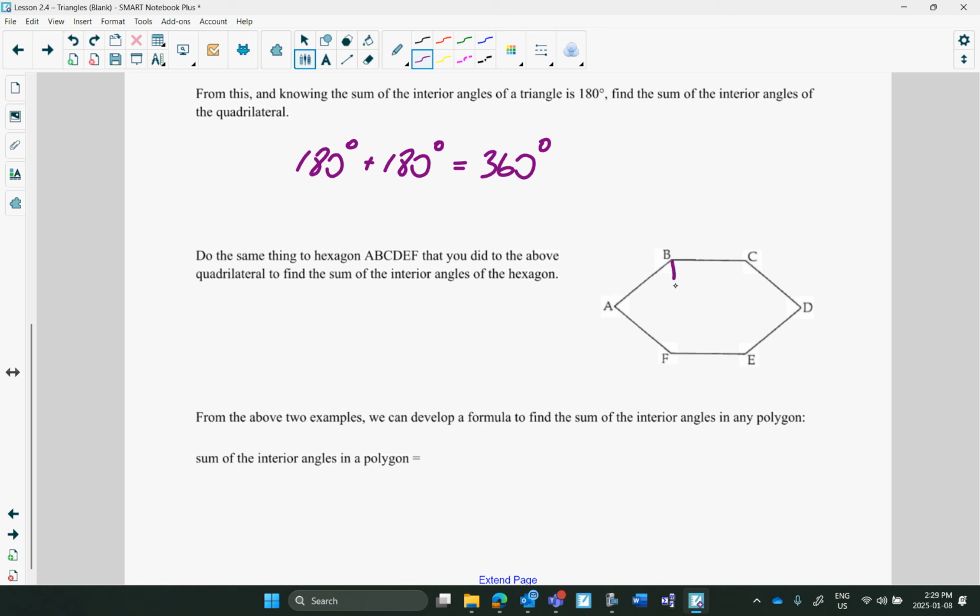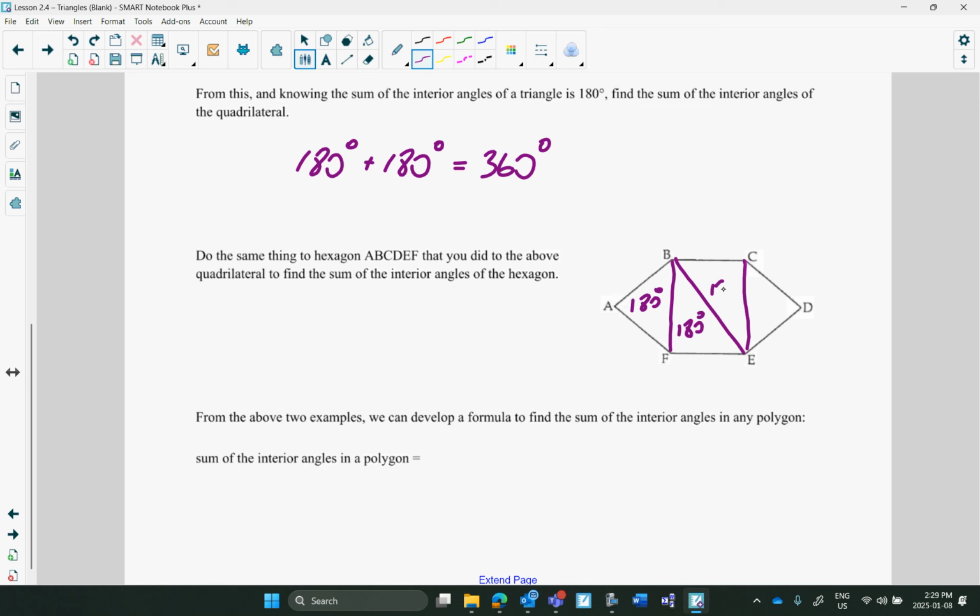B to F, C to E, B to E. Good. How many triangles did I make? 4. And each one is 180.